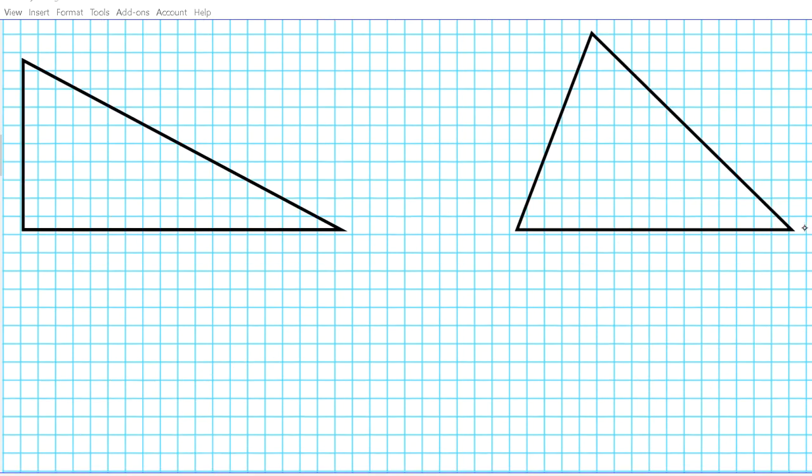All right, we have 2 more problems that we're going to do, and then we'll give you an opportunity to do some practice problems to let us know how well you've mastered the Triangle Sum Theorem, okay?